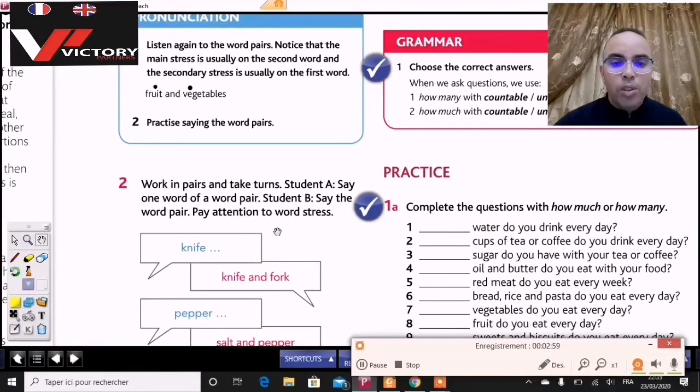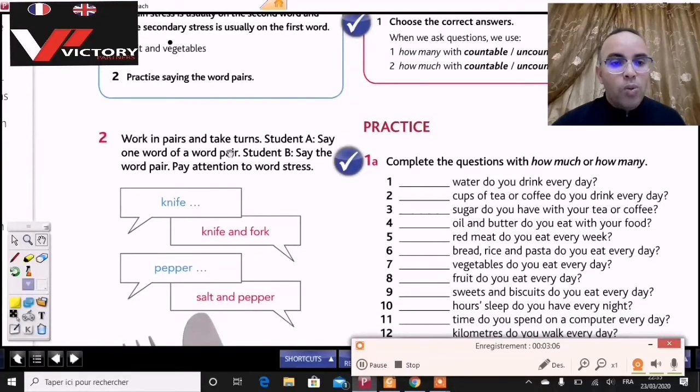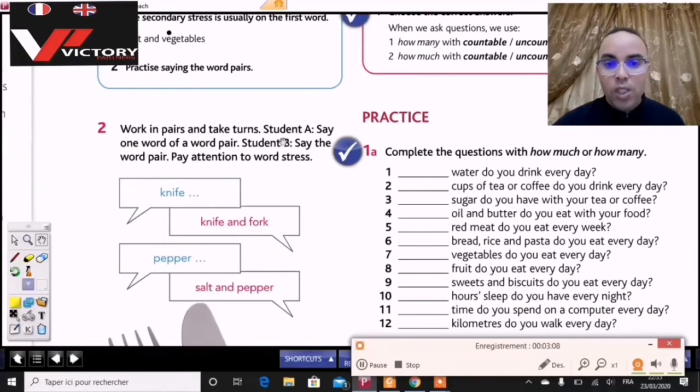For exercise number 2, I want you to use your WhatsApp. Try to call one of your classmates. One of you is going to be student A, and the other person is going to be student B. Student A, you are going to say one word of the word pair. Example here, knife, and student B should say the second word.